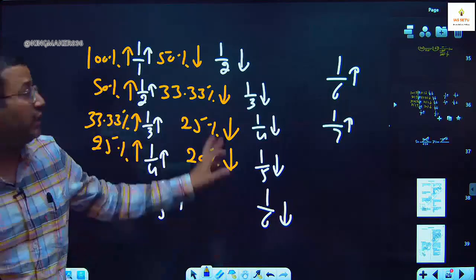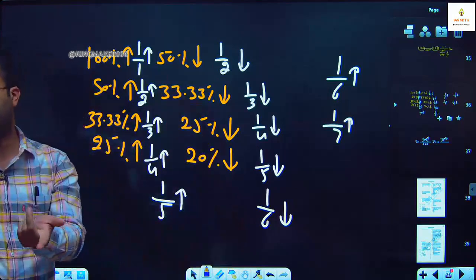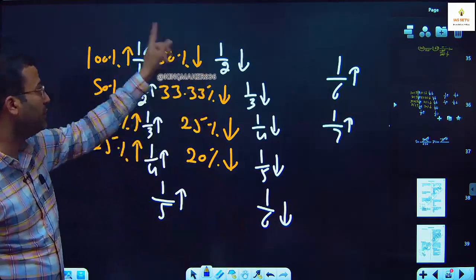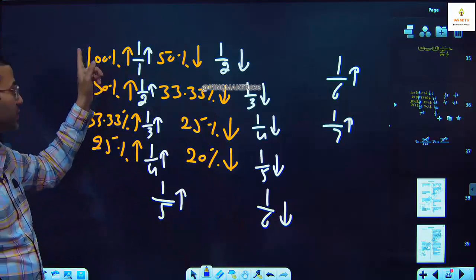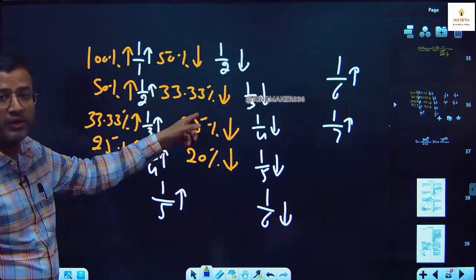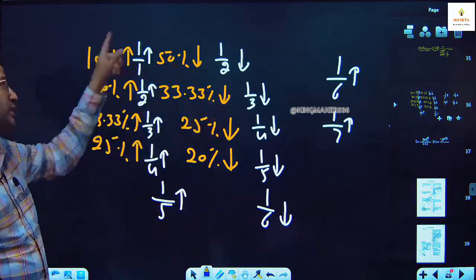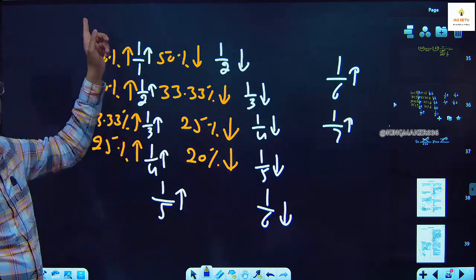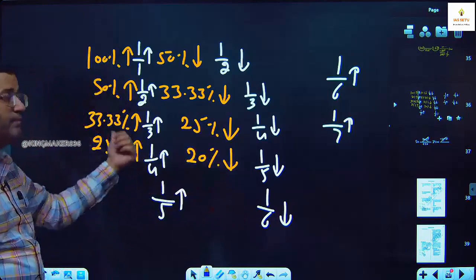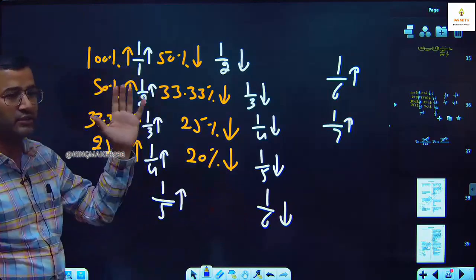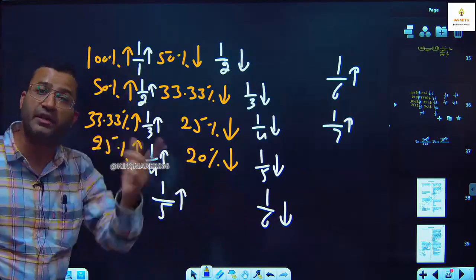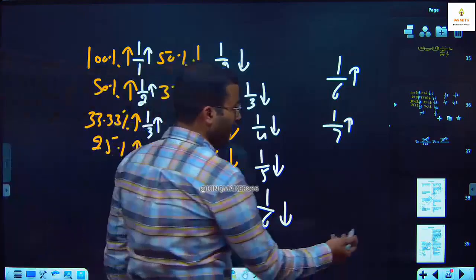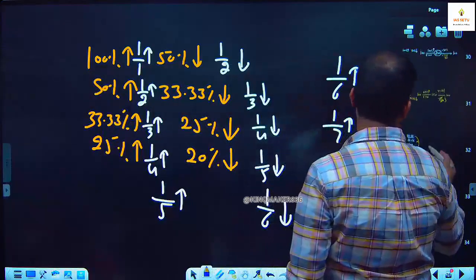No need for new table. We use the same table but in a reverse way. Let me tell you, 100% increase compensated by 50% decrease, 50% decrease compensated by 100% increase. 50% increase compensated by 33.33% decrease, 33.33% decrease compensated by 50% increase. 25% decrease compensated by 33.33% increase. 20% decrease compensated by 25% increase. We can use the same table in a reverse way also. If decrease given, increase asked, then also let us try question number 4 in our handout.